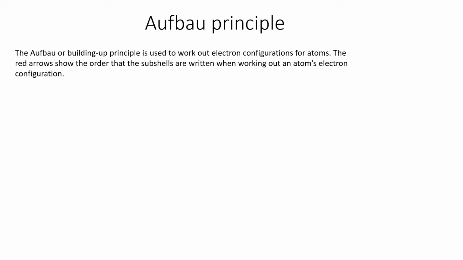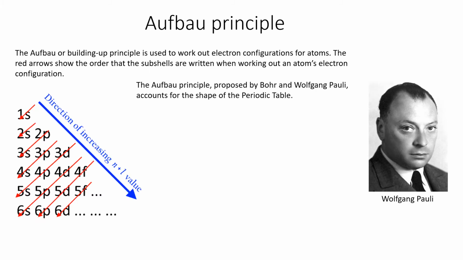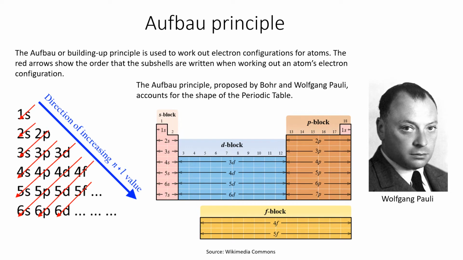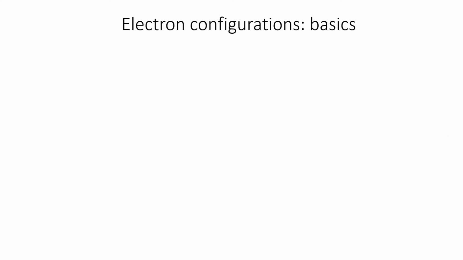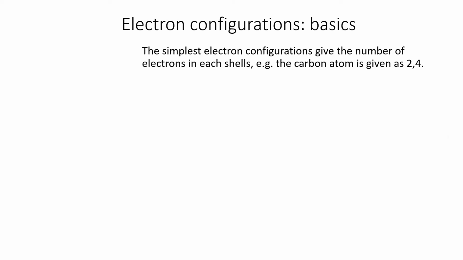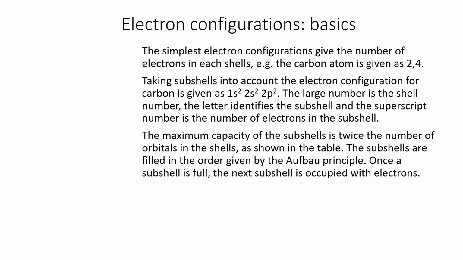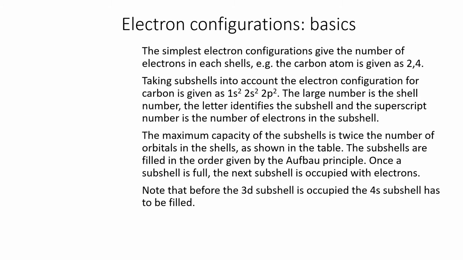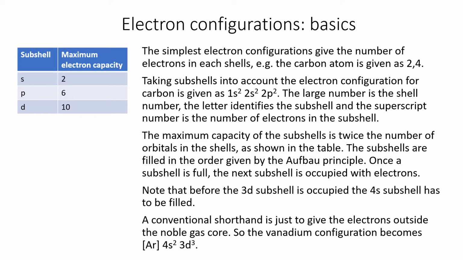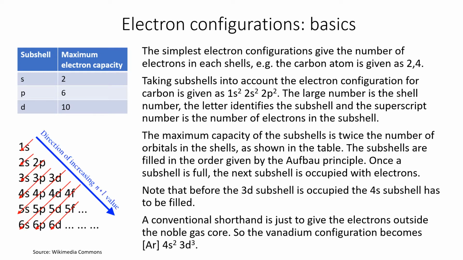Last time we were looking at the Aufbau principle and the sequence in which subshells are filled in the periodic table. Then we went on to look at electron configurations and how we describe them in terms of each subshell and its electron occupancy, the maximum capacities of these subshells, and this peculiarity that we were filling the 4s subshell before the 3d subshell after we'd gone past argon.